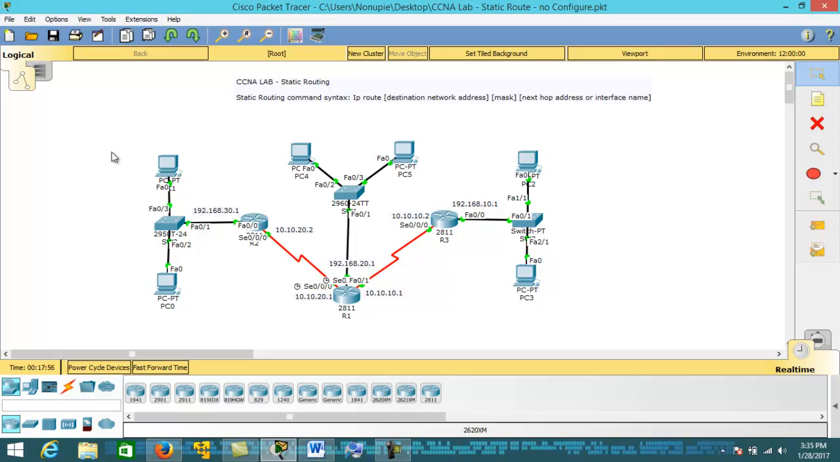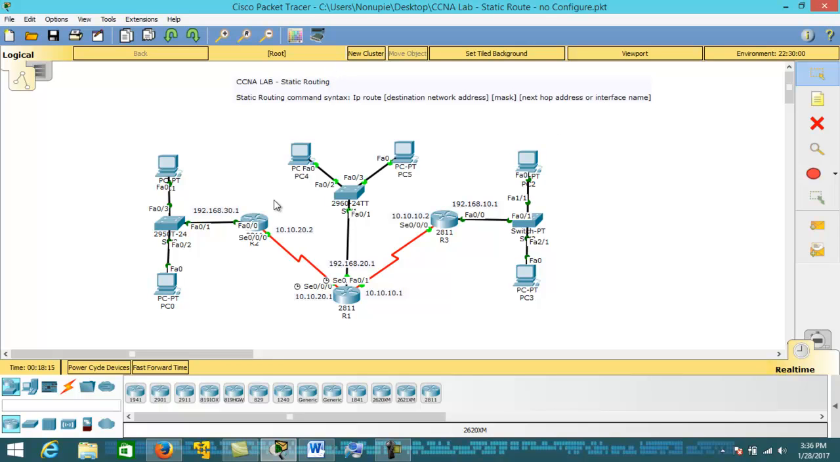So today's main task is how to configure the static routing. For configuring the static routing, the command is really simple. The command is ip route, destination network address and its subnet mask, and the next hop address or interface name. So simple. Alright, so what is the need of static routing?